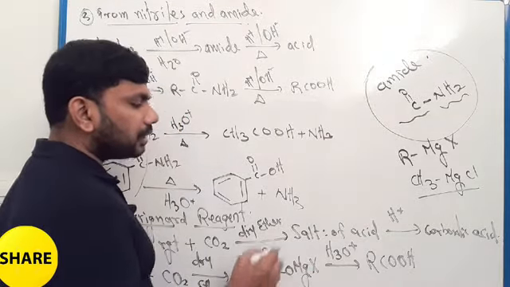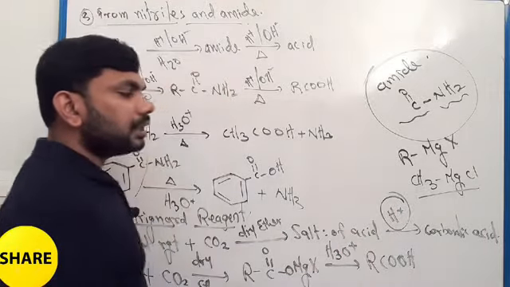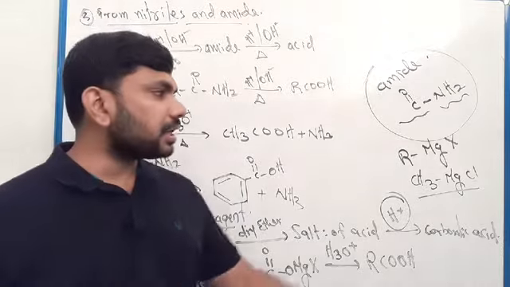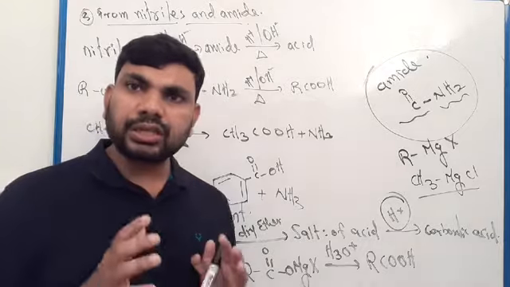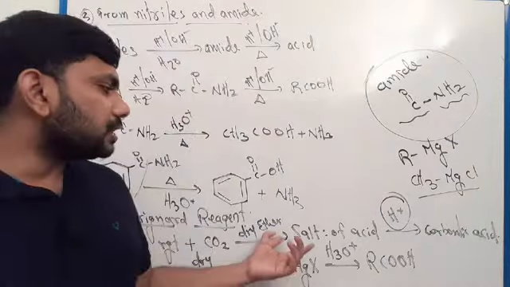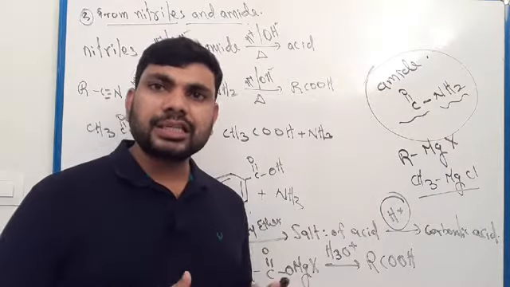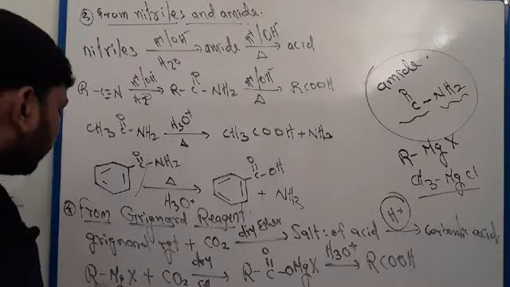Here this salt of acid, after acidic hydrolysis, will change to carboxylic acid. So here the Grignard reagent, CH3MgCl or RMgX, is treated with carbon dioxide in the presence of dry ether, and it will change to a salt of acid. This salt of acid, after acidic hydrolysis, will change to carboxylic acid. This is one example.